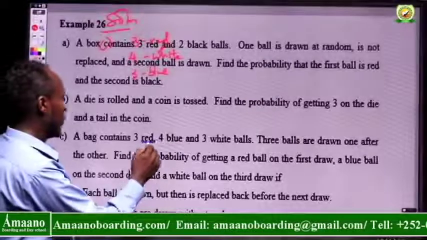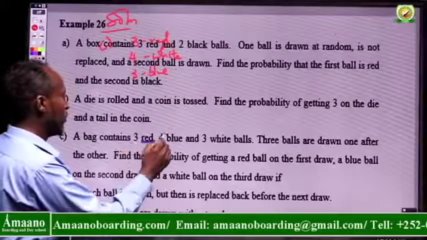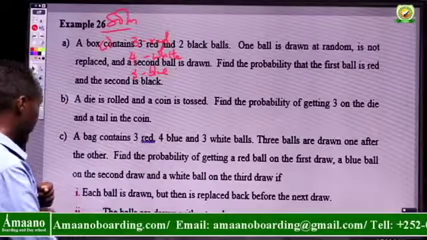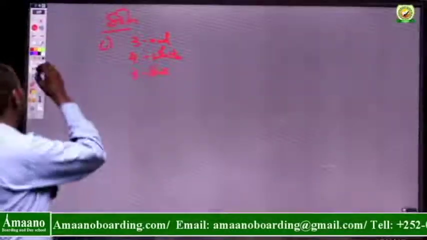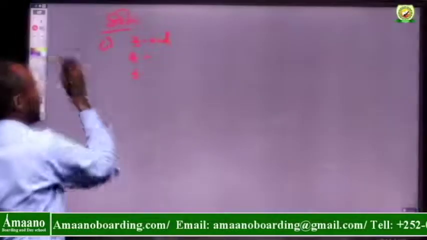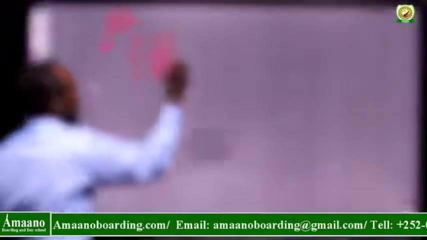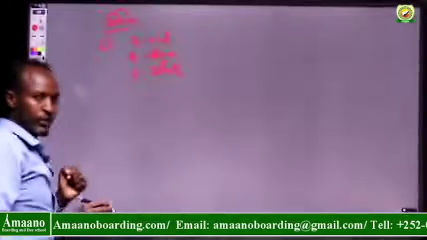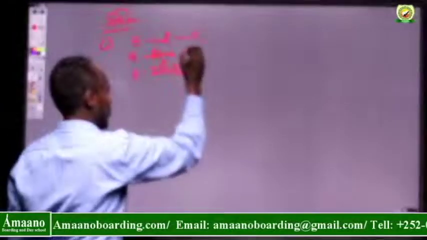So let us check the question. Yes, sorry, 3 red, 4 blue, and 3 white. This is blue, and this is white. 3 balls are selected one after the other. Let that be E1, this E2, this E3.